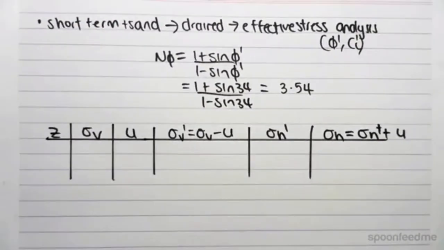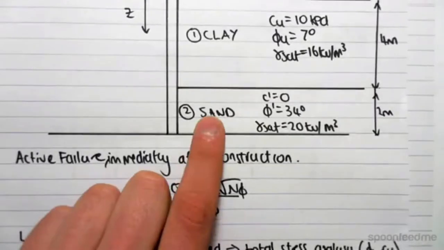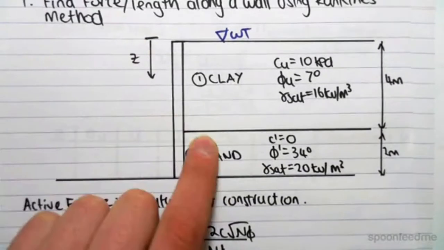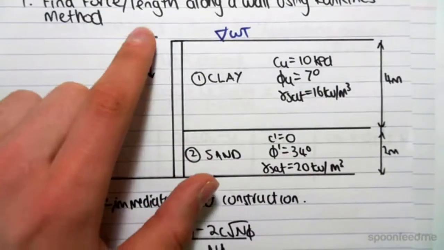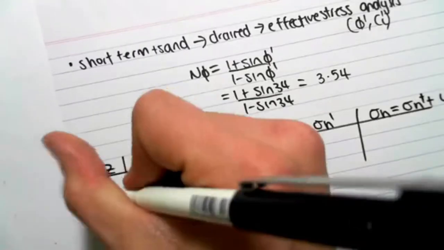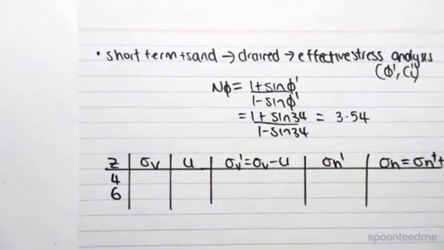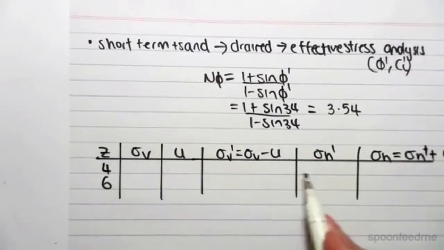Once again, we know that we need to look at the top and bottom of our layer always. So in terms of Z, the top of our layer would be 4 meters down, and the bottom of our layer, from all the way to the top all the way to the bottom, is 6 meters. So we are looking at 4 and 6 meters for Z. That's the top and bottom of our sand layer. So let's first do this row.